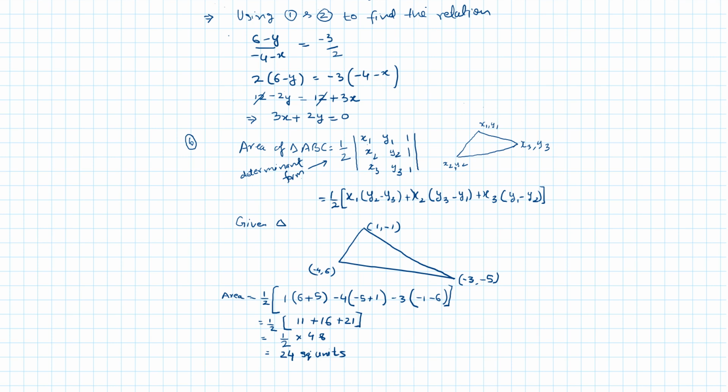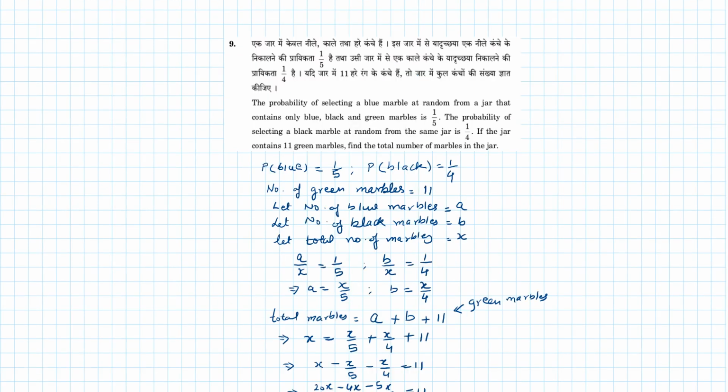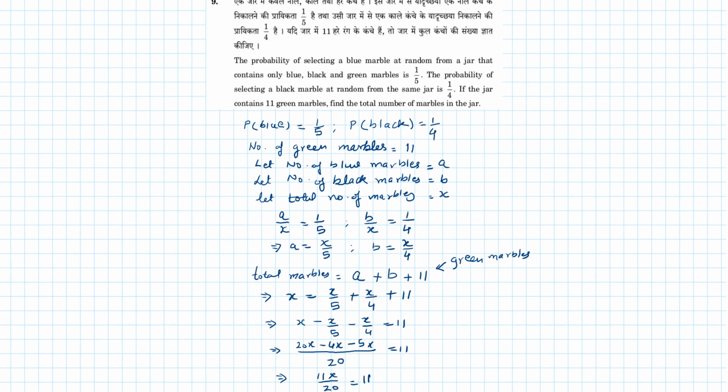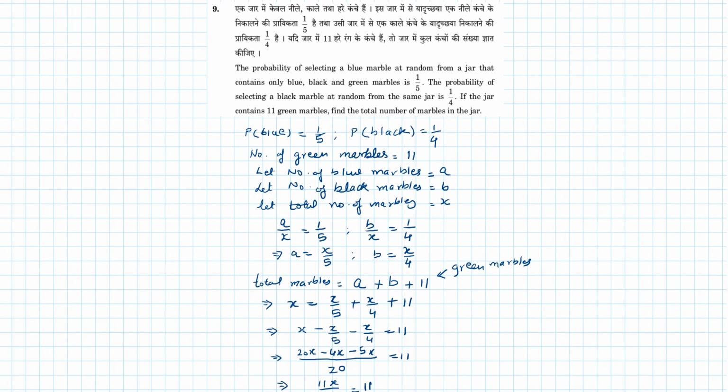This one. So what have we basically done? We have just substituted the value as given in the formula and we get the answer, that is 24 square unit. Okay, now let us come to question number 9. Question number 9 is related to probability.